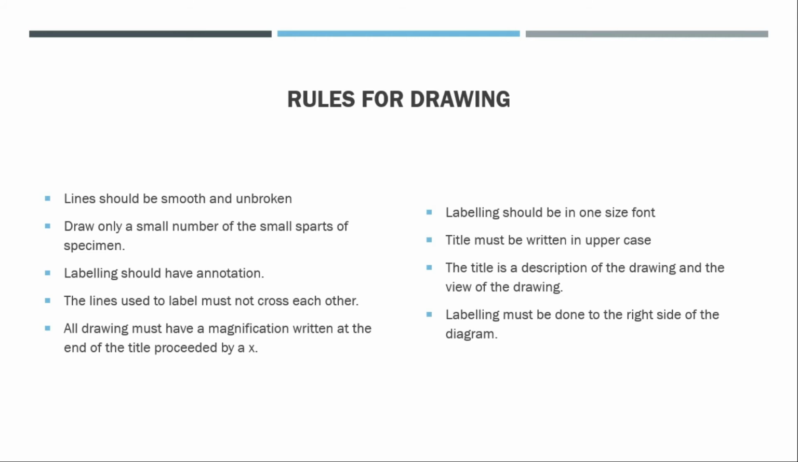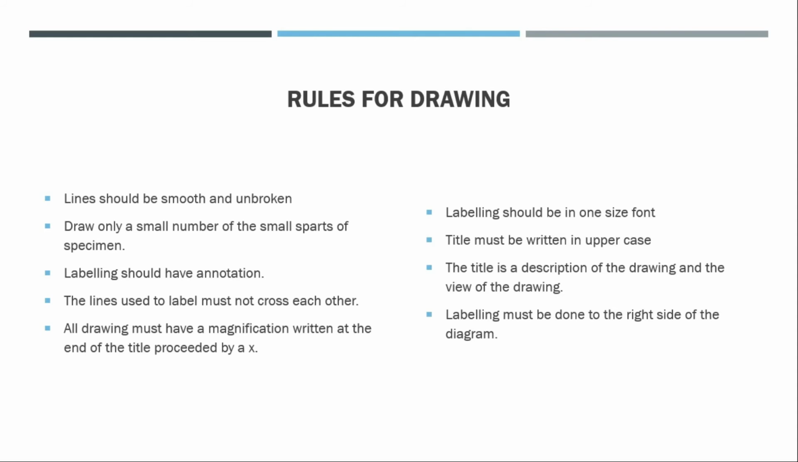The lines used to label must not cross each other. So we don't want to see any line looking like a giant X or a web or a maze. The lines should not cross each other, and if they are horizontal to the top of the page, then there is no way they are going to be crossing each other. For the greater part, most of the drawing that we are doing in CXC, we can do them without getting to a point where we have to create a web of crossing lines.